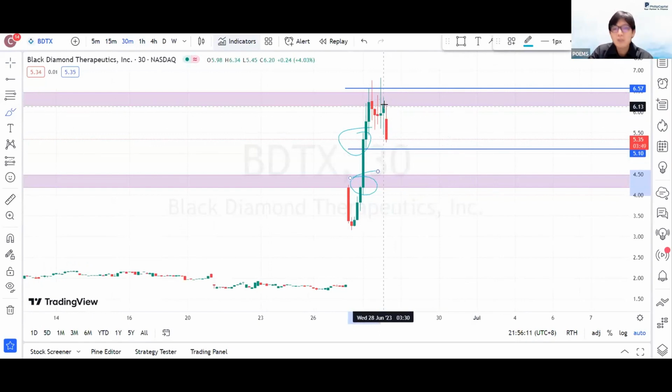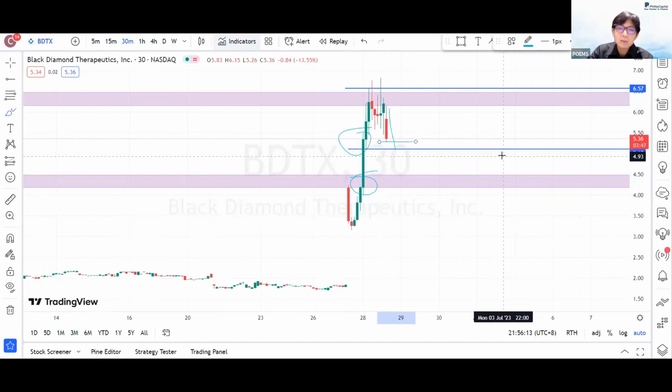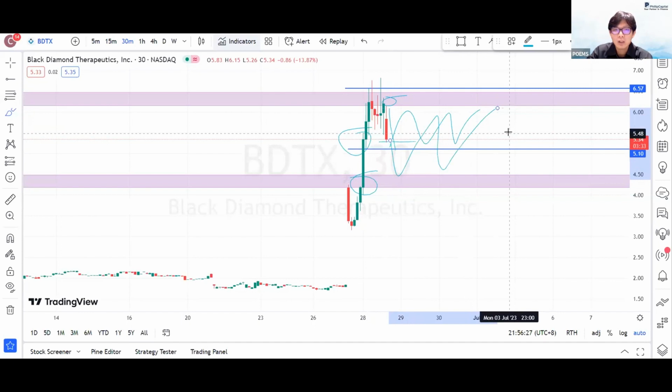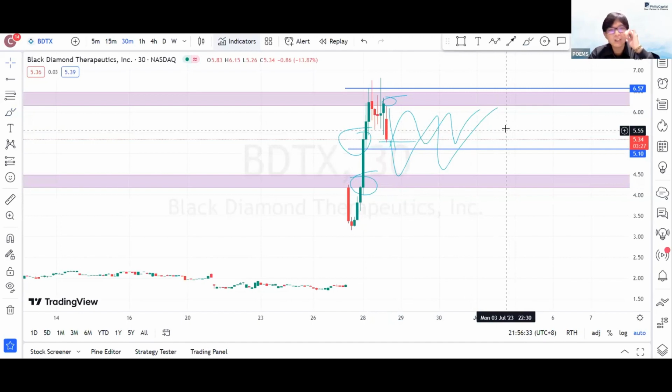Because you have this very bearish movement coming in from the opening, rejecting off the supply level. So for now, it's either they go to range at this $5 to $6 level, or price comes down to the $4.50 level before they start to range. So for Black Diamond, for now, I think it's okay. If you're not in it, okay.